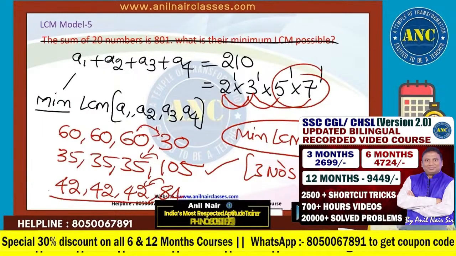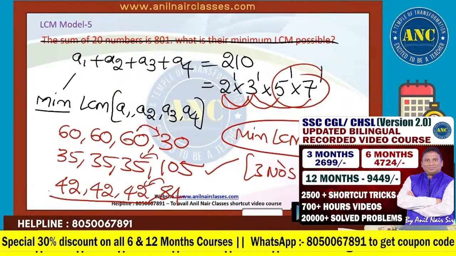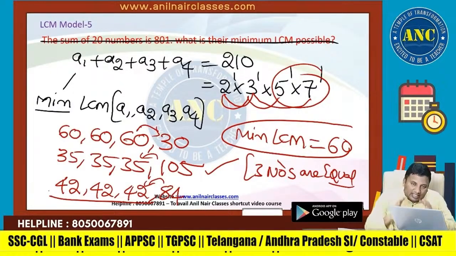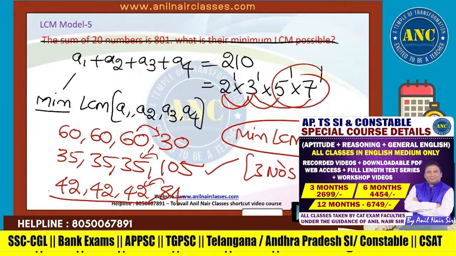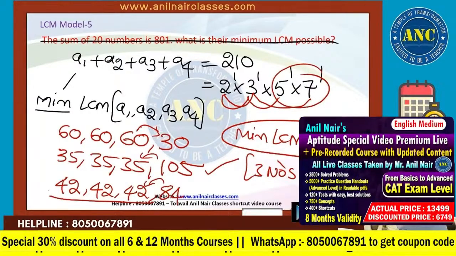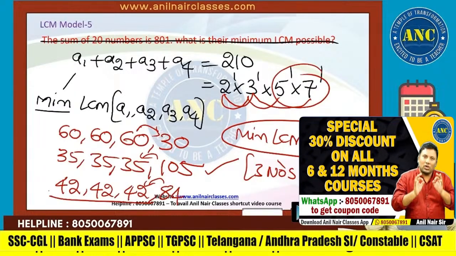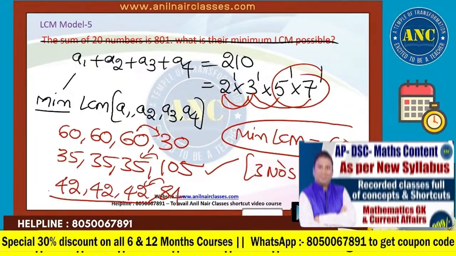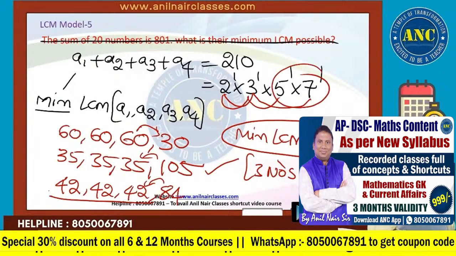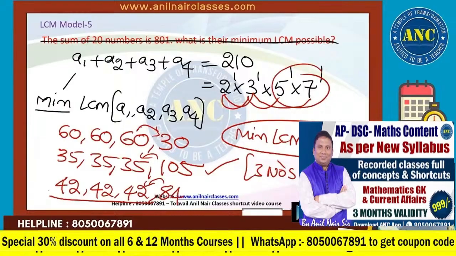Again I am explaining. 4 numbers, minimum LCM. LCM will be minimum when all the 4 numbers are equal. 210 divided by 4 gives a decimal value. So 4 numbers cannot be equal. If 4 cannot be equal, 3 have to be equal.